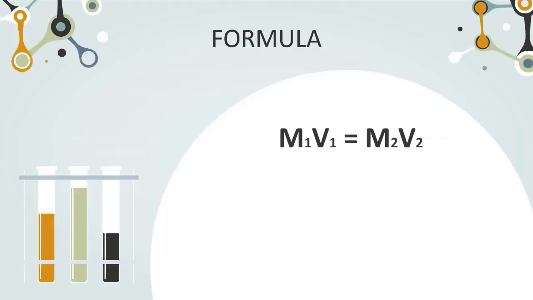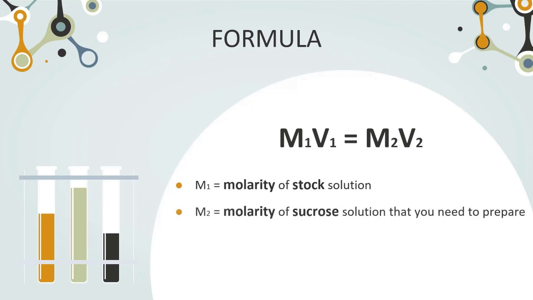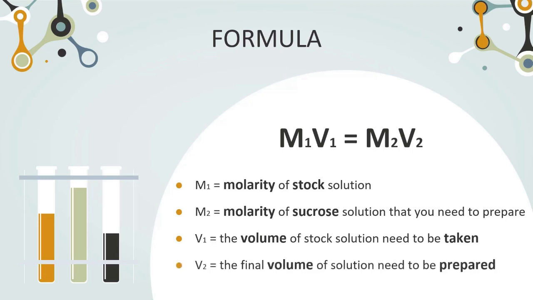So we need to look at the formula for the dilution method. The formula is M1V1 equals M2V2, in which M1 is the molarity of the stock solution that we made earlier on. The M2 is the molarity of the sucrose solution that you need to prepare. So this is the one that we want to get. The V1 is the volume of the stock solution needed to be taken, so basically the one that we need to identify. And the V2 is the final volume of the solution needed to be prepared. So at the end, how much do we want?